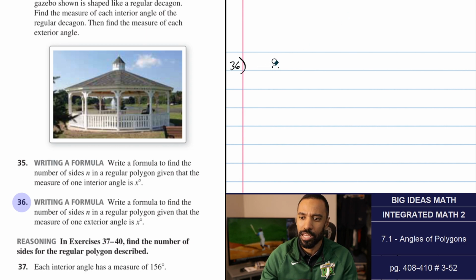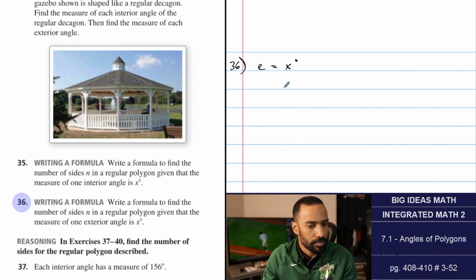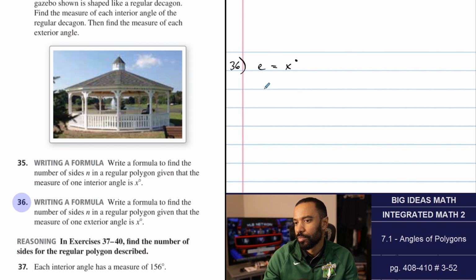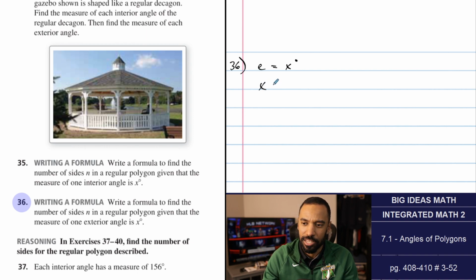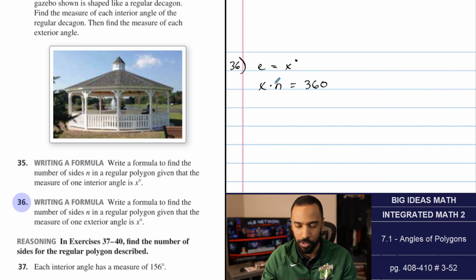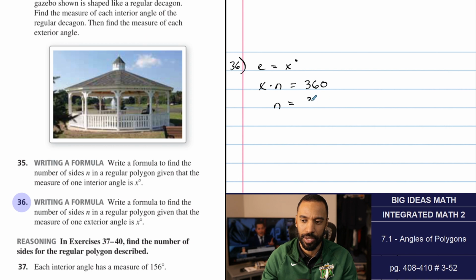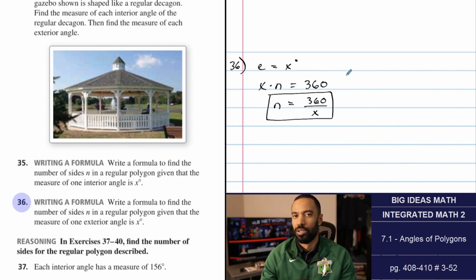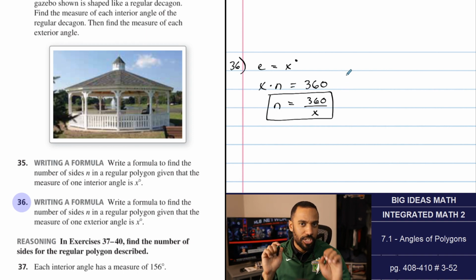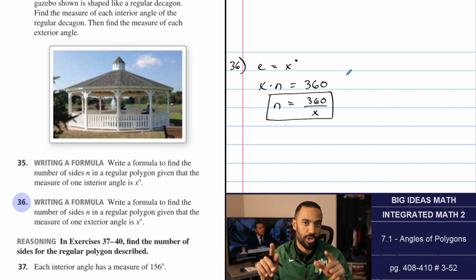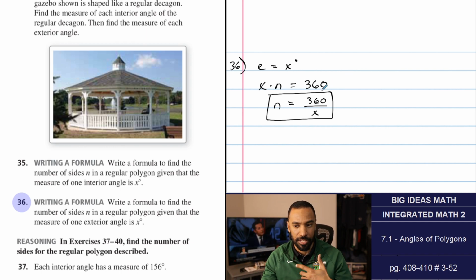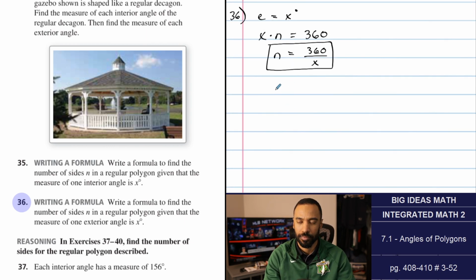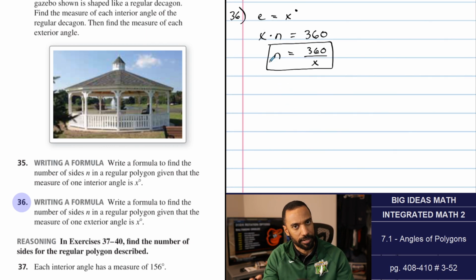Oh, E. E equals, I should have said I before. E equals x degrees. The number of sides n. When you multiply x, the exterior angle, by the number of sides, you get 360, the exterior angle sum. When I divide both sides here, you get 360 over x. So if each exterior angle is 360 over the number of sides, then the number of sides is 360 over each exterior angle in a regular polygon. I get it. It works.